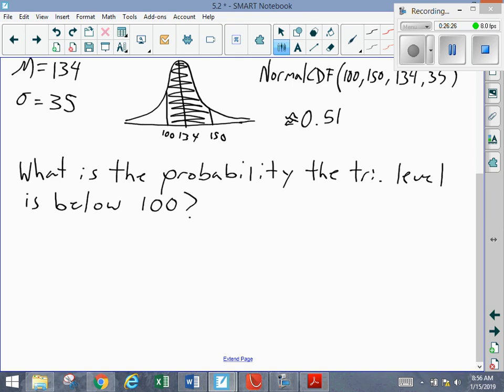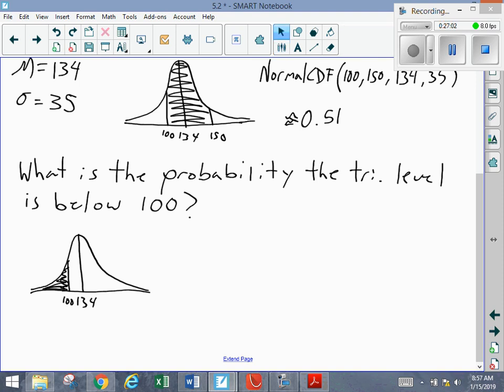Maybe above? That's between 100 and 150. If it was strictly above, you would be absolutely correct, you could just subtract from 1 and get it. But what we're looking at is this picture. The mean was 134. So 100 is somewhere down here. And we're looking for this area, right?